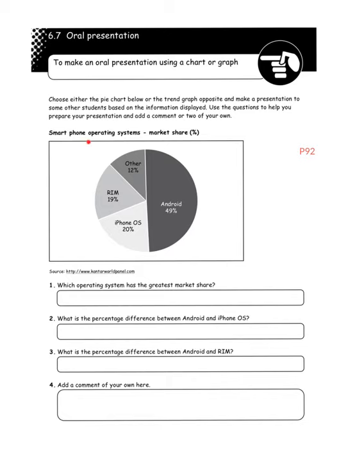Now, here we have another example. This is about smartphone operating systems. So basically the diagram is done for you, and if you want to make a presentation, you need to have at least 3-4 questions that you can present looking at your chart. Here we have the sample questions, and the first one: which operating system has the greatest market share? What is the percentage difference between Android and iPhone? What's the percentage difference between Android and RIM, and so on and so forth. So looking at these diagrams, you can make your own questions.